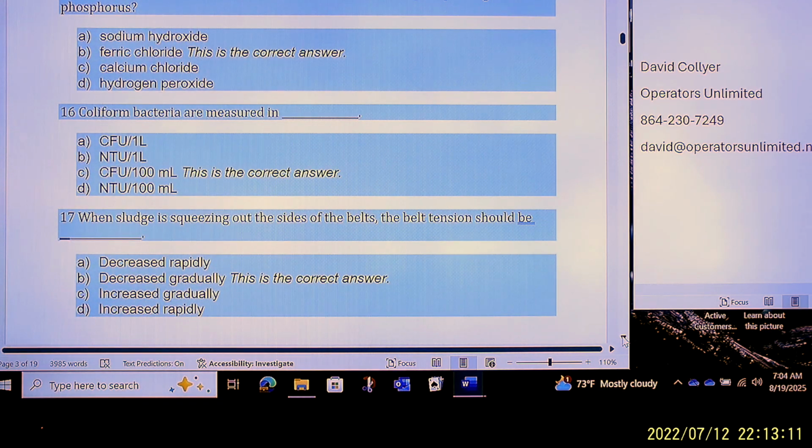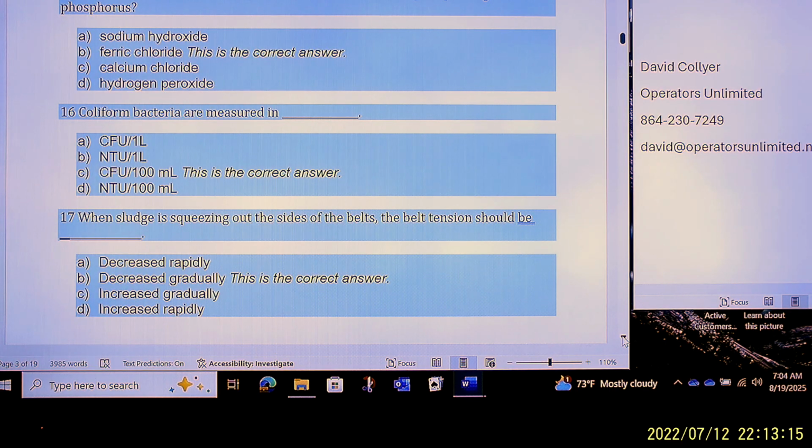Number 15, which of the following chemicals would be used to aid in precipitating phosphorus? Sodium hydroxide, ferric chloride, calcium chloride, or hydrogen peroxide? The answer to number 15 is B, ferric chloride.